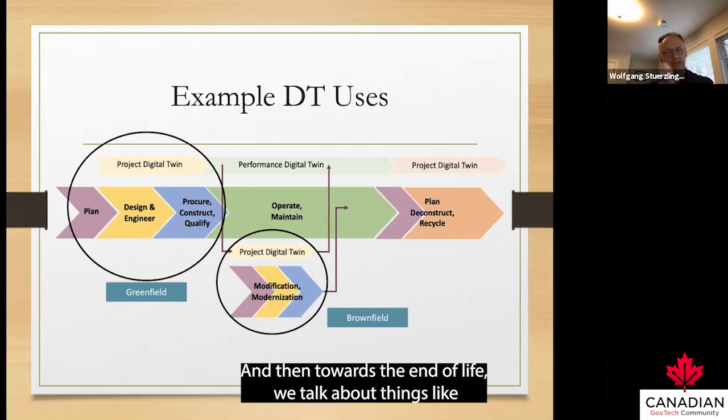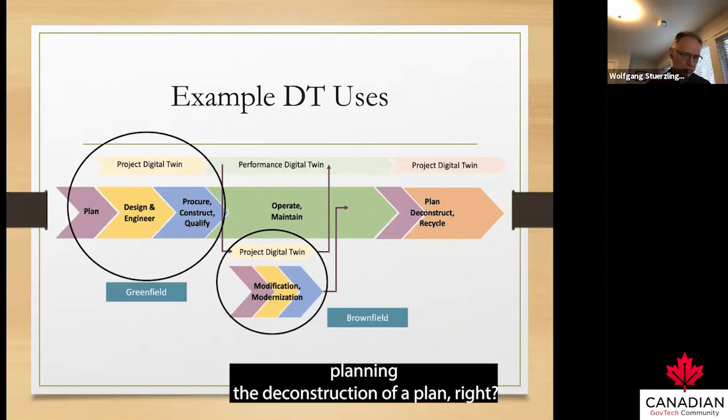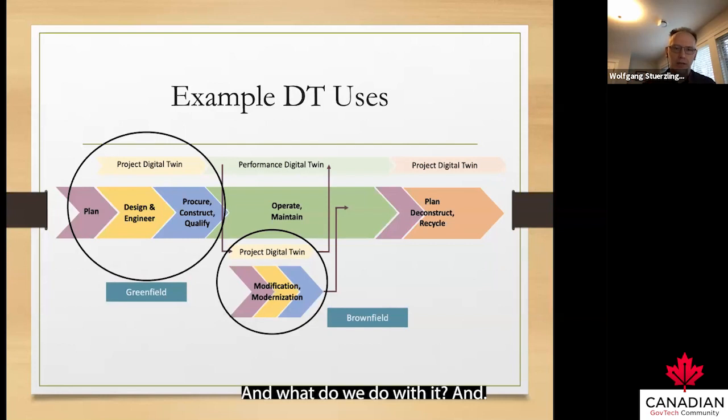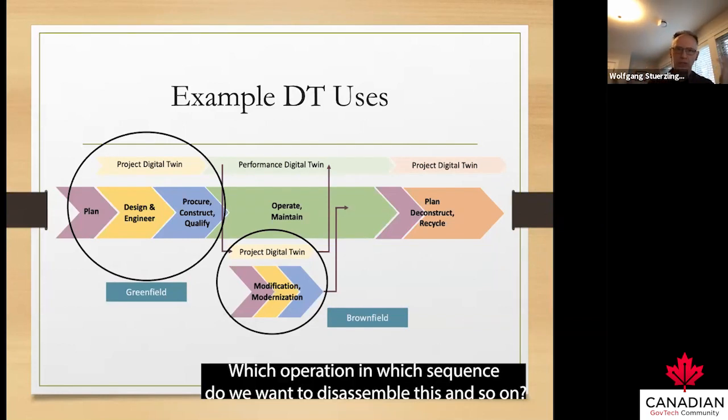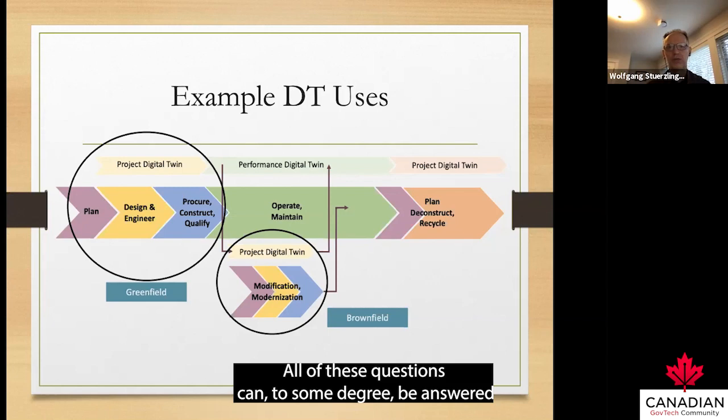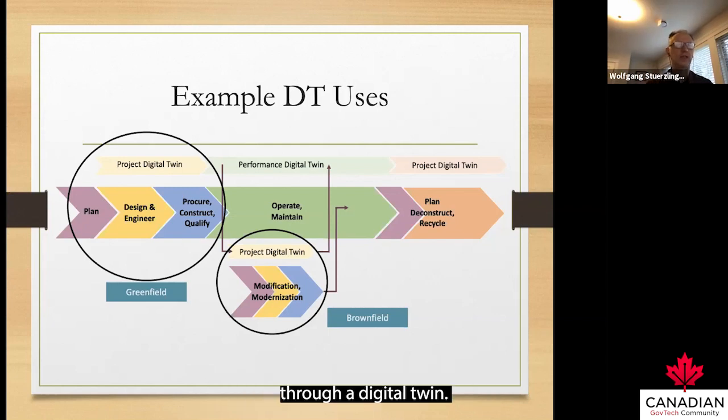And then towards the end of life, we talk about things like planning the deconstruction of a plant, right? So for example, how much steel is in there? And what do we do with it? And which operation, in which sequence, do we want to disassemble this, and so on? How do we recycle the whole thing? All of these questions can, to some degree, be answered through a digital twin.